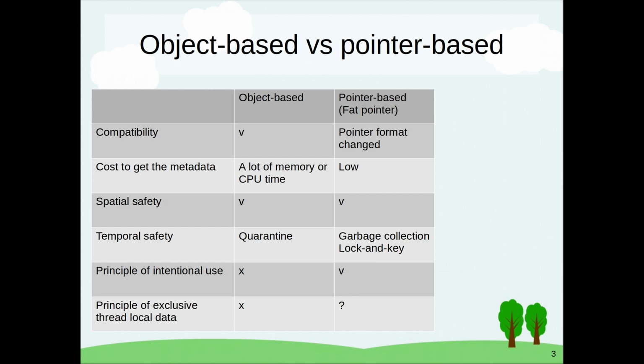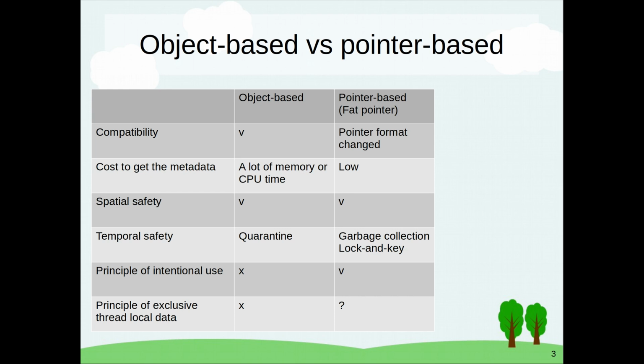For the principle of intended use, the object-based approach does not support it, because it only knows that the pointer is pointing to some object, but it does not know if the pointer is pointing to the intended object. For the pointer-based approach, it is supported because the pointer can only point to the object specified by the metadata that is stored along with the pointer.